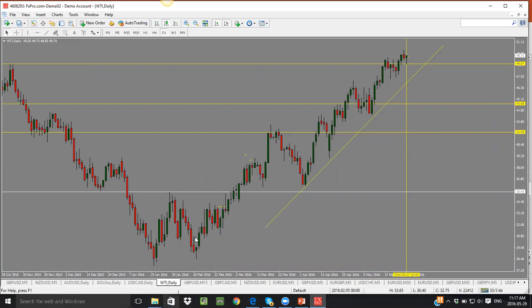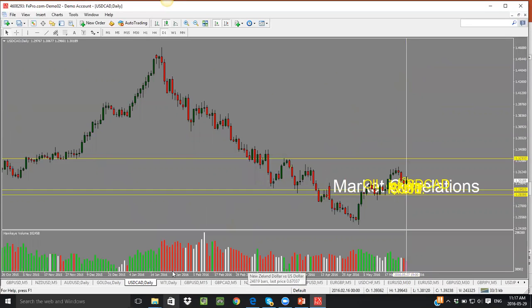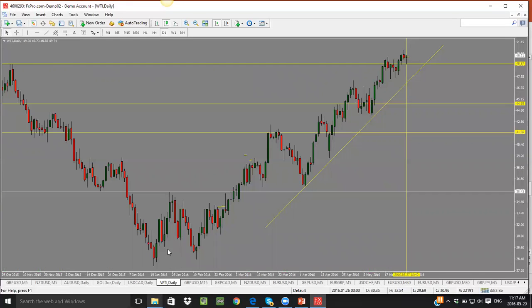Oil, as we can see here, started going up in January, and it's going up. So Canadian dollar and oil move in the same direction. So in USD CAD, Canadian dollar is the second currency, so it's inversely related to US dollar CAD. As we can see here, USD CAD has been going down while oil has been going up. So this is the relationship that we want to understand and actually trade so we can profit from it.